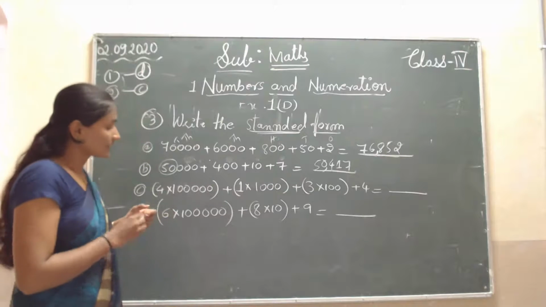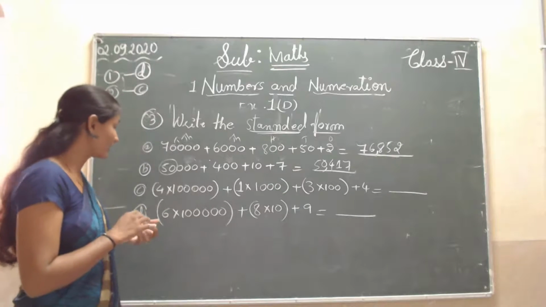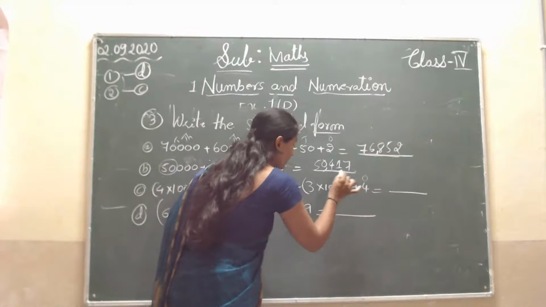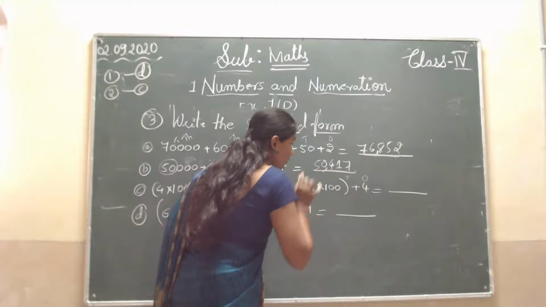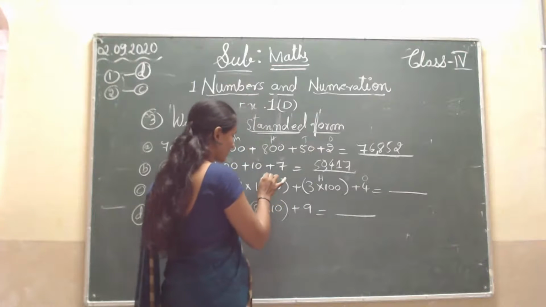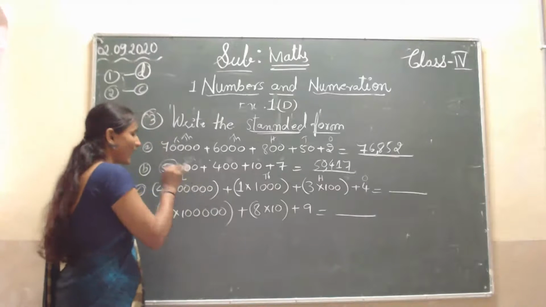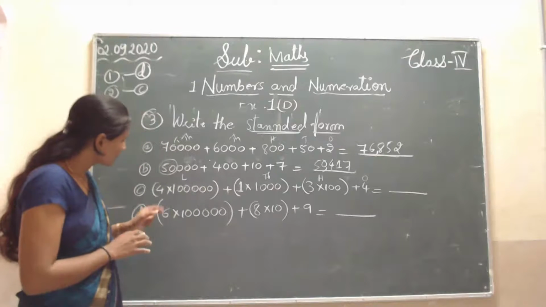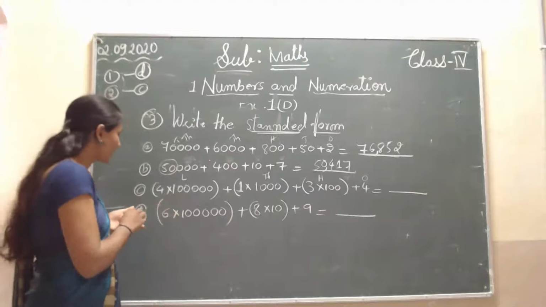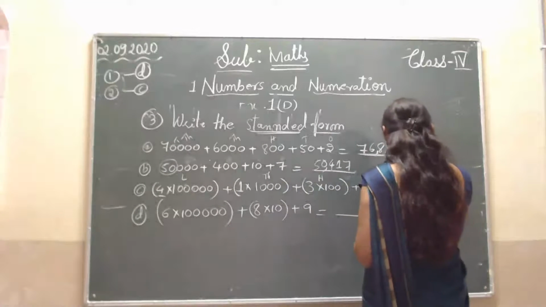Just carefully observe this question also, students. Here given one place value, but the 10 place value is not given. Given 100, afterwards 1,000, but 10,000 not given. Here given lakh, so 4 into 1 lakh is 4 lakh. So first you will write here 4 lakhs.